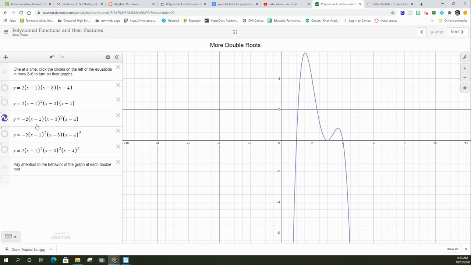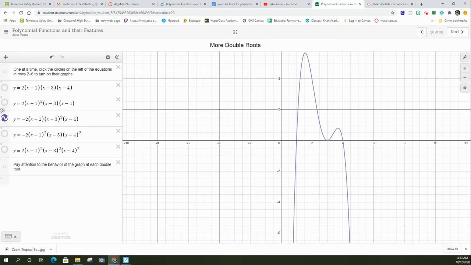Okay, let's look at this one. Now the x minus 3 is squared, so I'm going to guess that it's going to bounce at 3. And I come over and I look, and yes, it does bounce at 3. It goes straight through 1, goes straight through 4, but it bounces at 3.